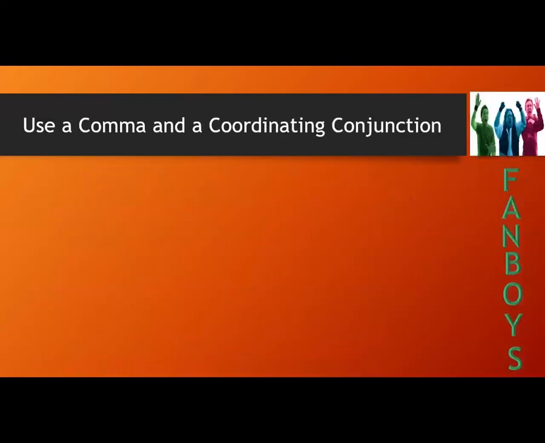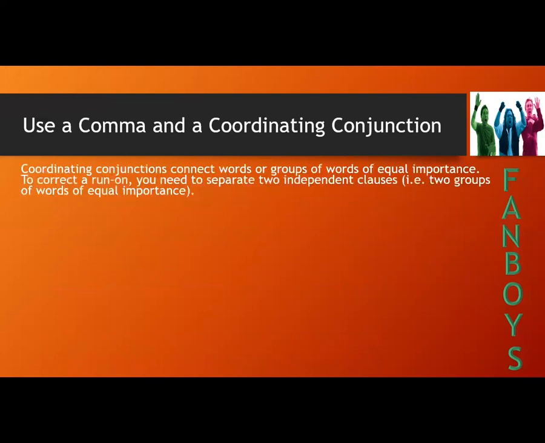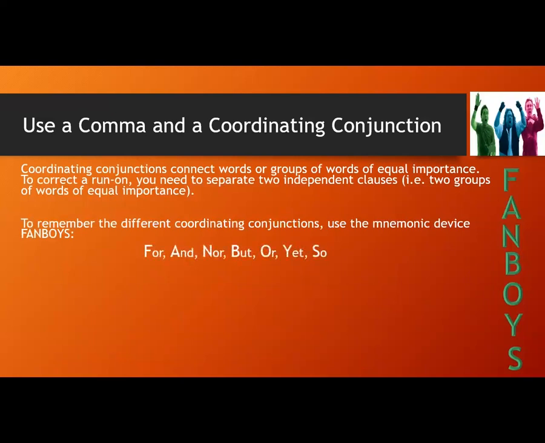The final way that you can correct a run-on is by separating both independent clauses with a comma and a coordinating conjunction. Coordinating conjunctions connect words or groups of words of equal importance. To correct a run-on, you need to separate two independent clauses, two groups of words of equal importance. To remember the different coordinating conjunctions, use the mnemonic device FANBOYS. FANBOYS will help you remember the coordinating conjunctions: for, and, nor, but, or, yet, or so. FANBOYS.